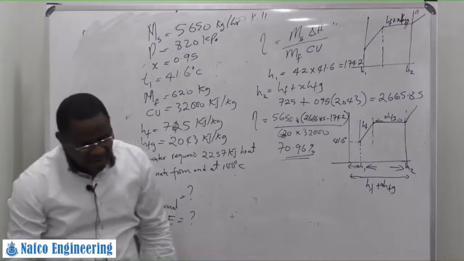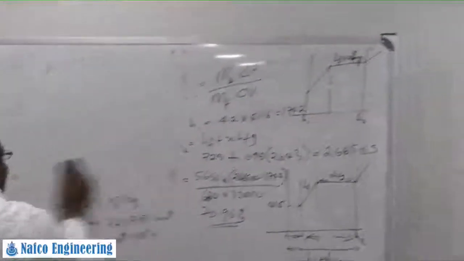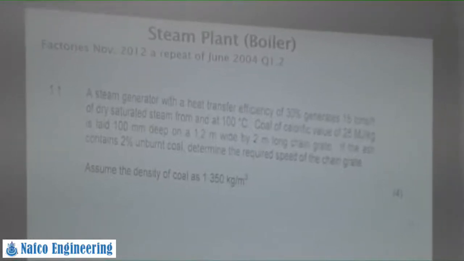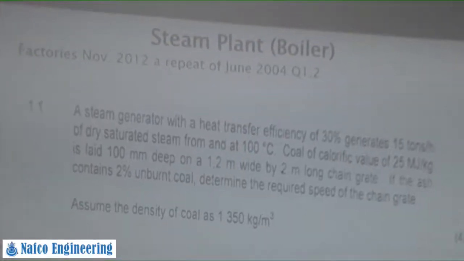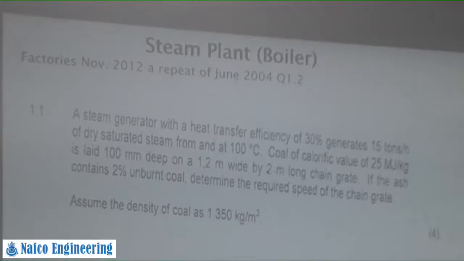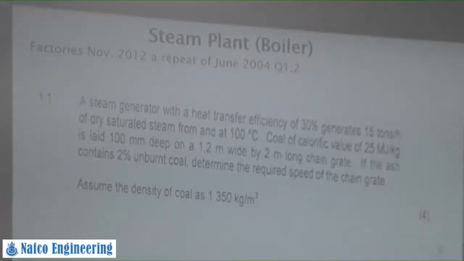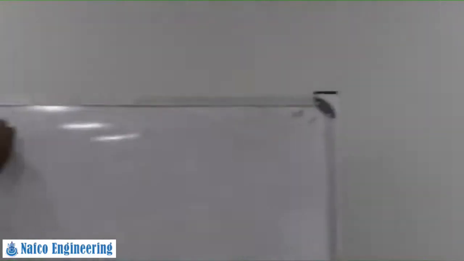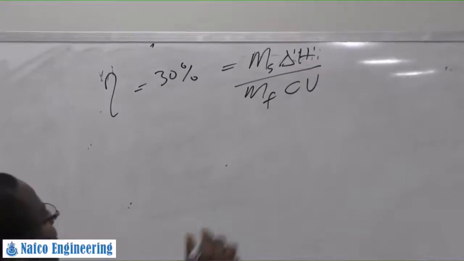Okay, this one says a steam generator, this is from 2012, right? And it's a repeat of 2004. A steam generator with a heat transfer efficiency of 30%. So efficiency, 30%. Remember, efficiency we said is MS delta H over MF times CV, right? Okay, so it's 30%.